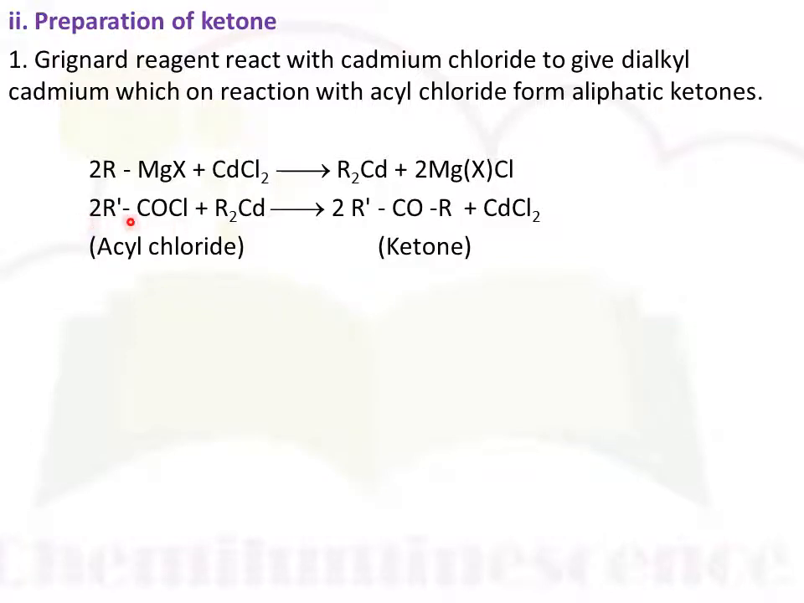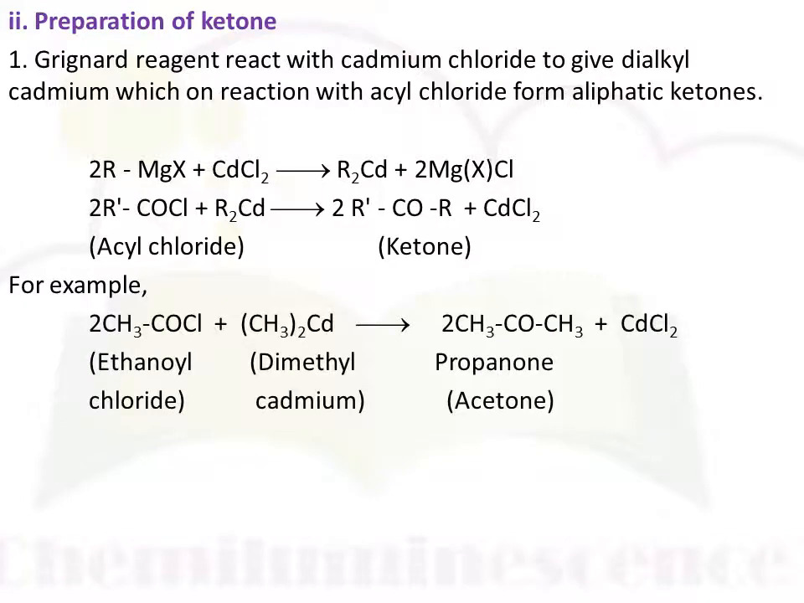Here again two molecules of acyl chloride are used, and on reaction of this acyl chloride with dialkyl cadmium, two molecules of ketones form as a product, and cadmium chloride is formed as a side product. Let's see with the help of examples. In the first example, two molecules of ethanoyl chloride on reaction with dimethyl cadmium form two molecules of propanone, that is acetone, and cadmium chloride as a side product.